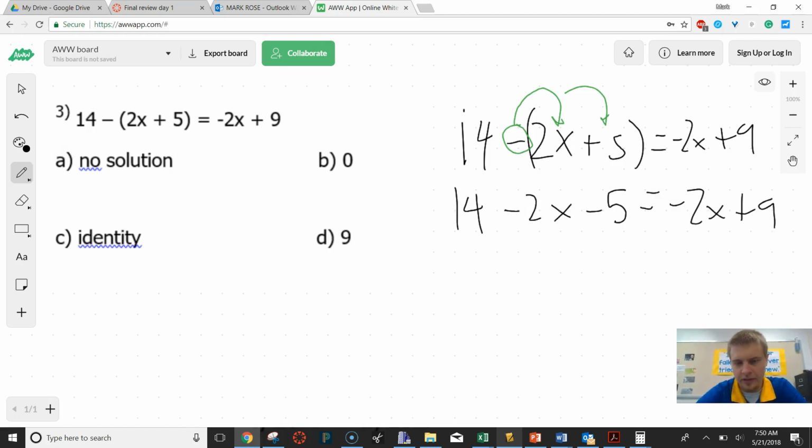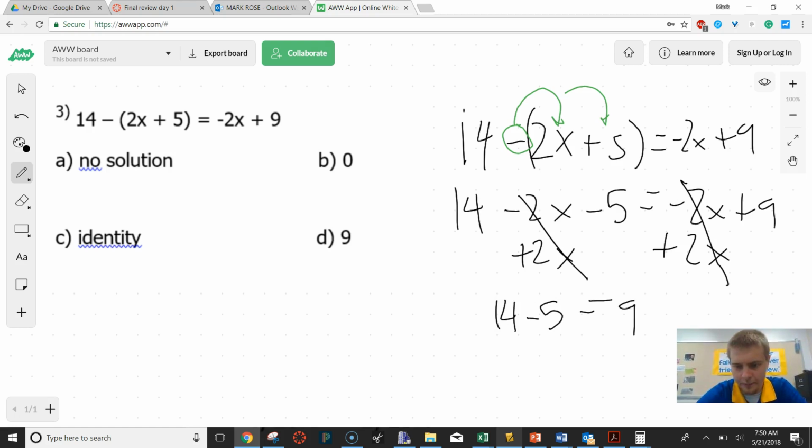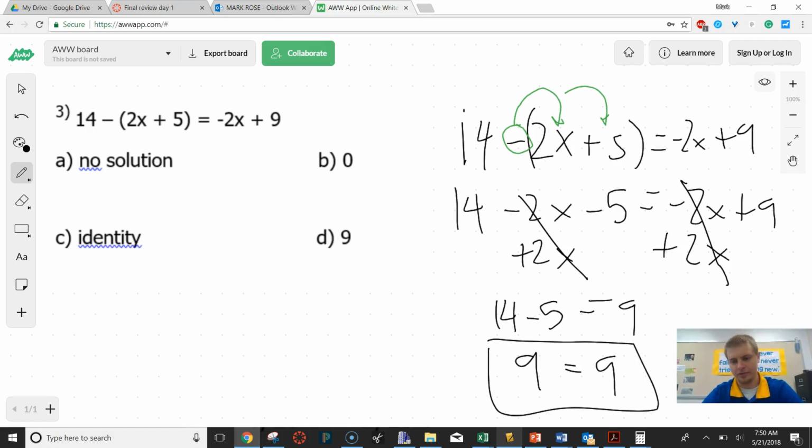And now we're going to get all the x's on the same side. So I'm going to add 2x to this side, and I'm going to add 2x to this side. And they are both going to cancel. So I'll have 14 minus 5 equals 9. And then 14 minus 5 is 9. And 9 equals 9. Well, those are the same numbers. So I literally have 9 equals 9. And to that statement, I go, I know. Of course 9 equals 9.